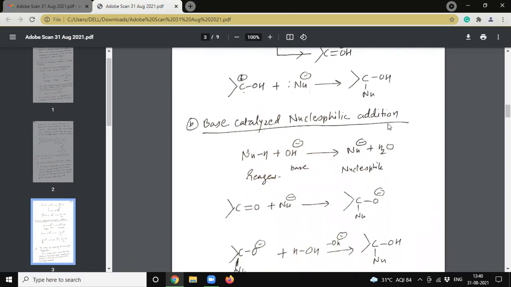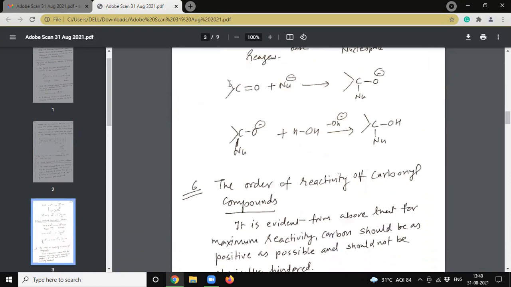Base catalyzed nucleophilic addition. In base catalyzed nucleophilic addition, the base is added, the nucleophile part is added to this carbon, which is electron deficient, and then the electrophile part is added to this oxygen.